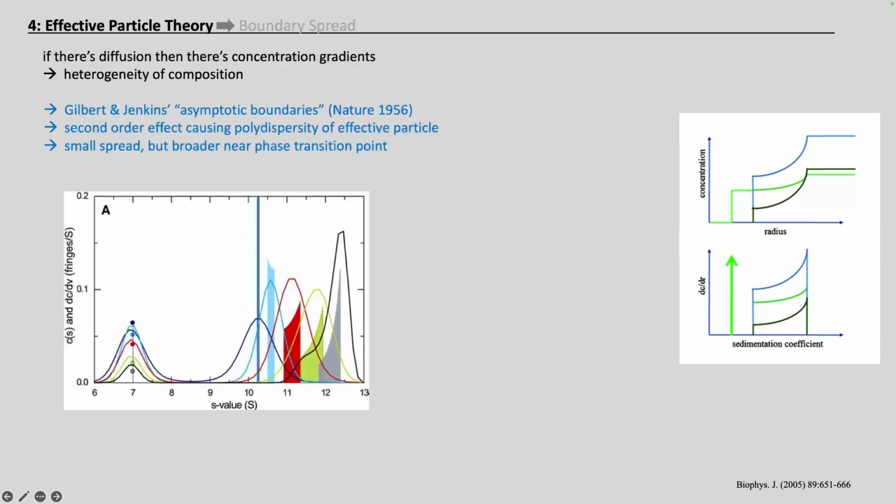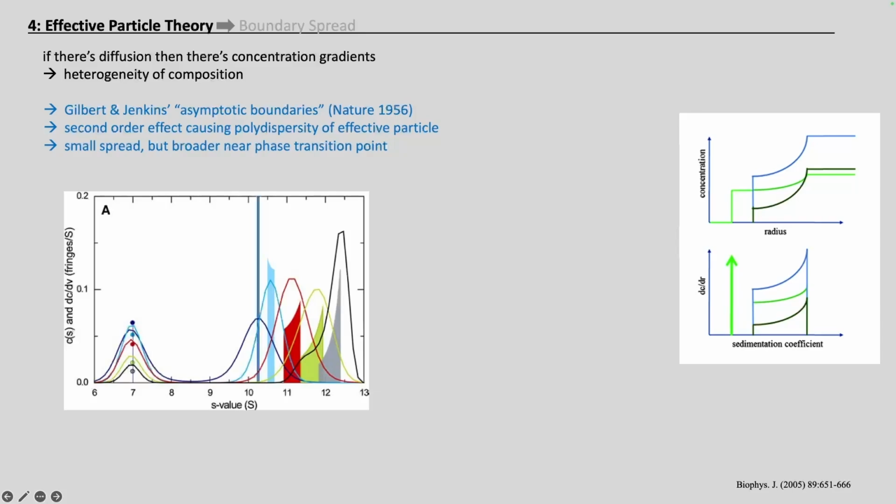Now, this picture is actually not so different from the computational strategy developed by Gilbert and Jenkins in the 1950s and 60s for sedimentation coefficient distributions of diffusion-free, rapidly interacting systems. They calculated these structures, which were called asymptotic boundaries.